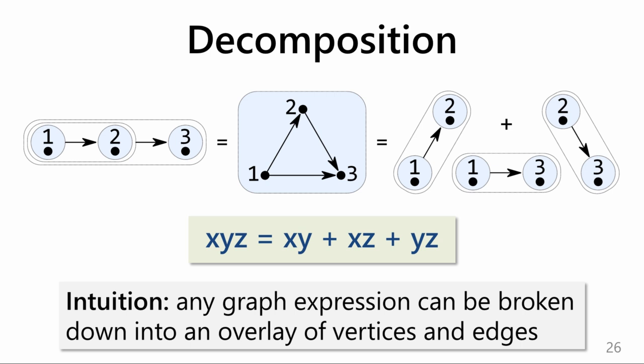The intuition here is that any expression you can write down in this language, you can break up into just very simple pieces, single vertices and pairs of vertices. And this is what it means to be a graph. Any expression can be broken down into these primitives. Okay?